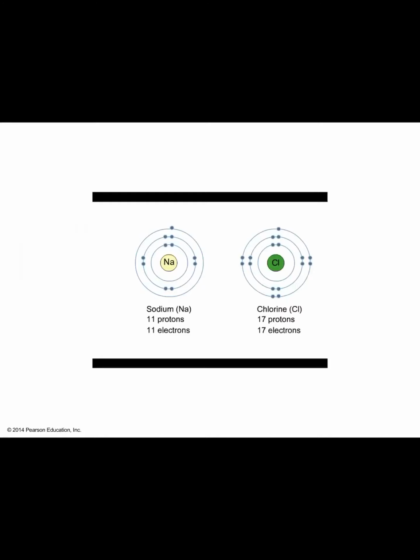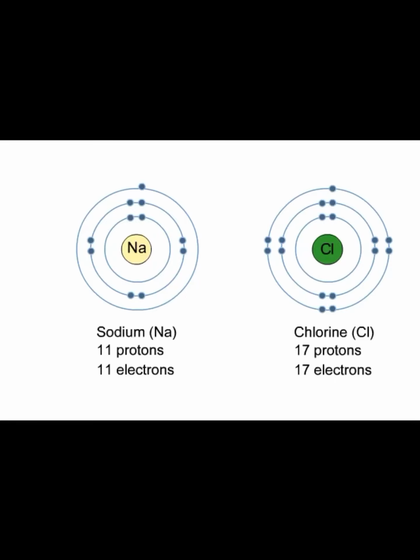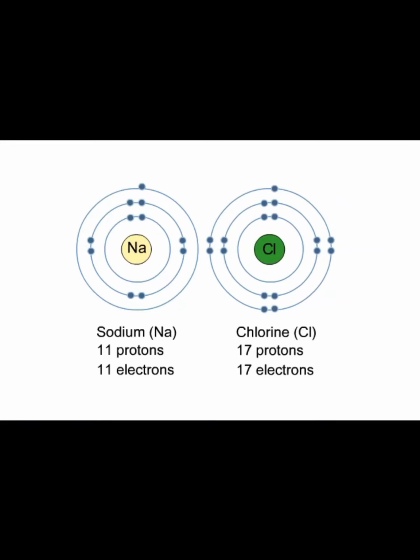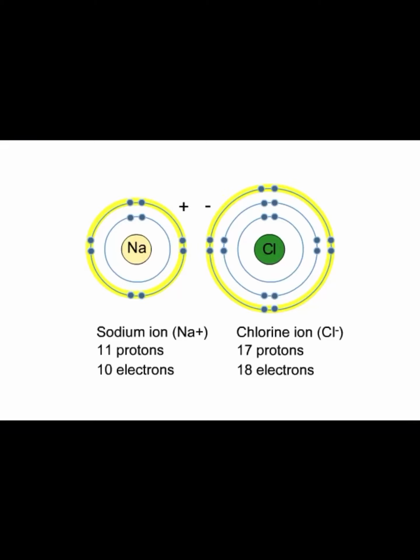Okay, so let's take a look at another animation for this. Sometimes atoms complete their outer shells by stealing or giving away electrons. This happens between sodium and chlorine atoms. An electron moves from the sodium atom to the chlorine atom. The outer shells of both atoms are now complete, containing 8 electrons.